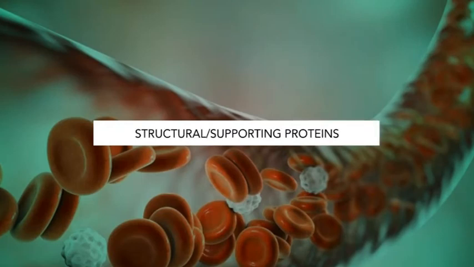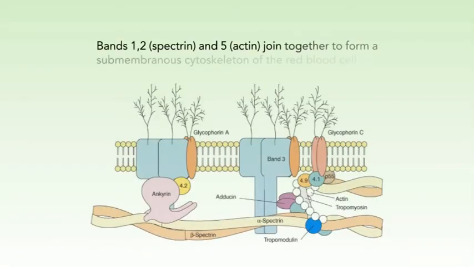Structural or supporting proteins. At least 5 or 6 major polypeptides of the human erythrocyte support and stabilize the membrane. Bands 1 and 2, which is spectrin, and 5, which is actin, join together to form a submembranous cytoskeleton of the red blood cell.